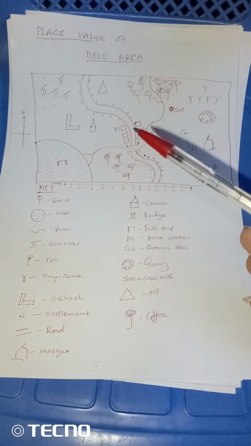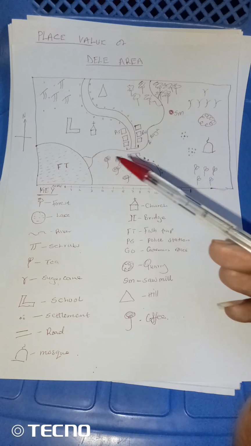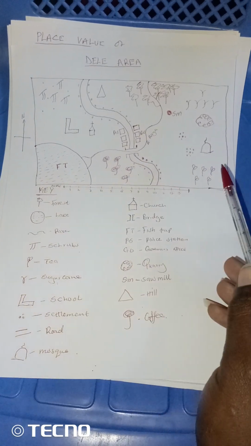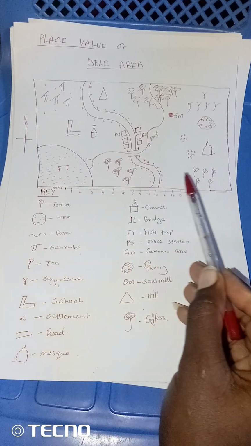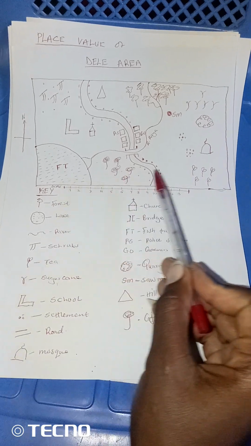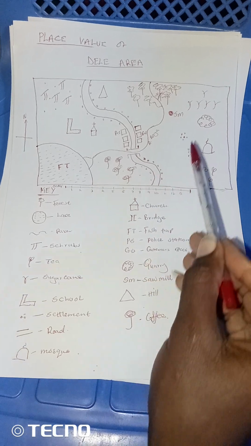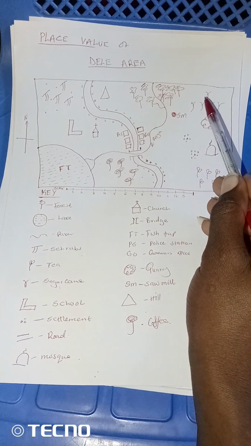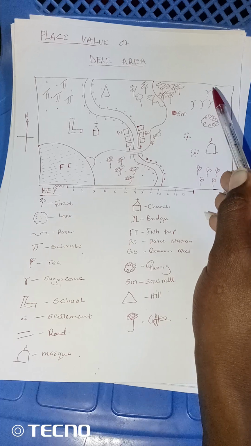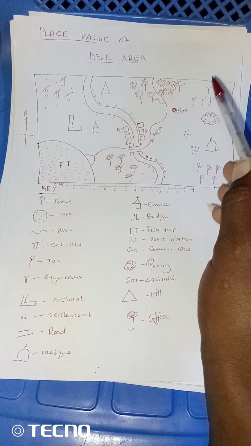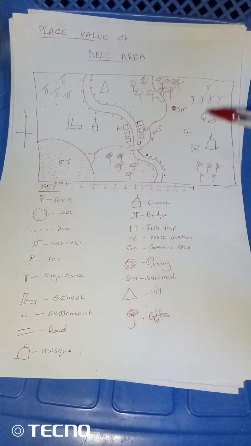Now, when we look at this map, to the southern part of the map, we have the type of soil. Soil found here is black cotton soil. Coffee and tea normally do well in black cotton soil, and sugarcane does well in deep volcanic soil.